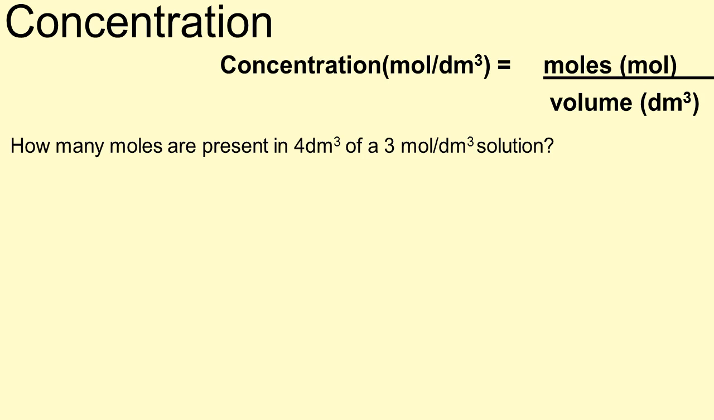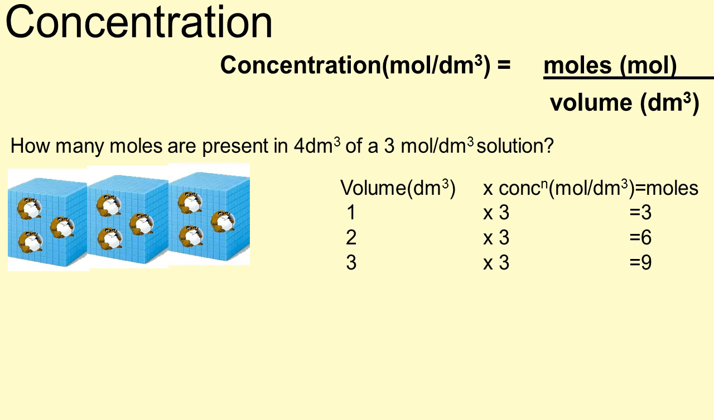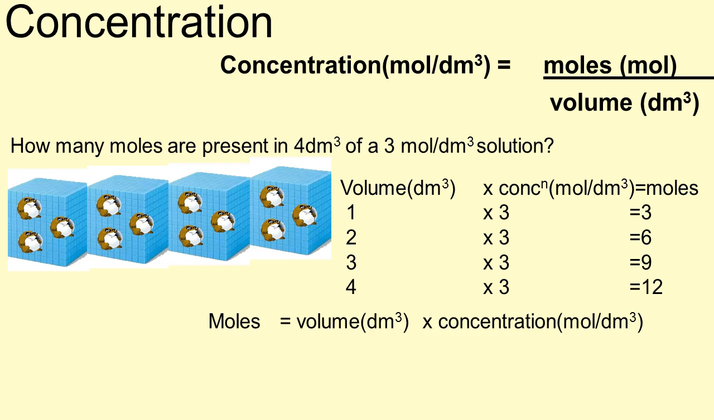How many moles are present in 4 decimeters cubed of a 3 mole per decimeter cubed solution? So if we have 1 cube here with 3 moles per decimeter cubed, we need to take this volume and the 3 moles in it and multiply it by 4. So 1 decimeter cubed, 3 moles, 2 decimeters cubed, 6 moles, 3 decimeters cubed, 9 moles, 4 decimeters cubed, 12 moles. The number of moles is equal to the volume multiplied by concentration.